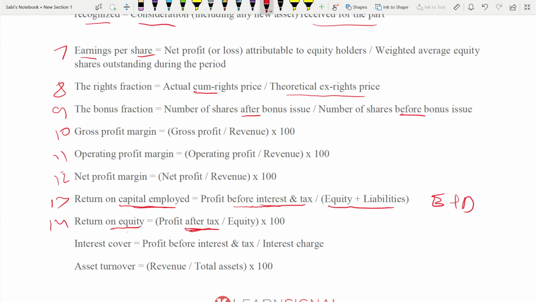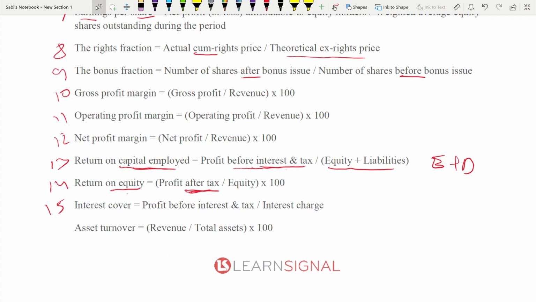15 is interest cover. This is usually needed for calculating gearing ratios and all, or the impact of reconstruction schemes on interest cover and all. So that time you might need this. Profit before interest and tax divided by interest charge. Remember, interest cover means what will go to the debt holders. When something includes what will go to the debt holders also, you always have to take before interest and tax.